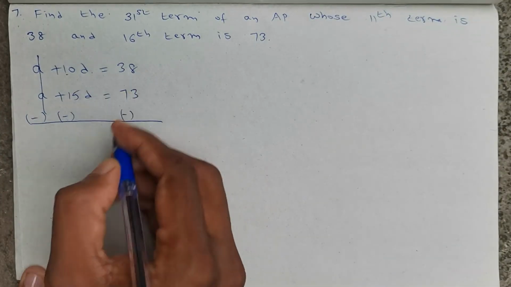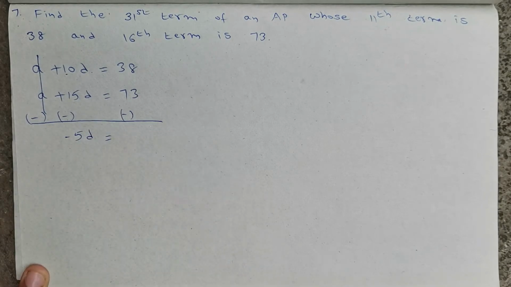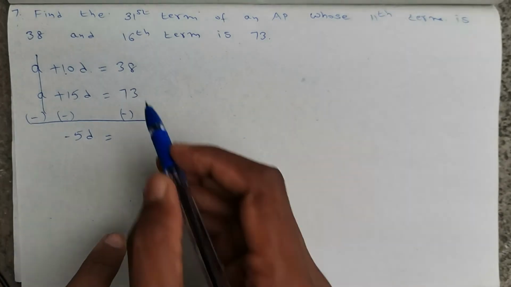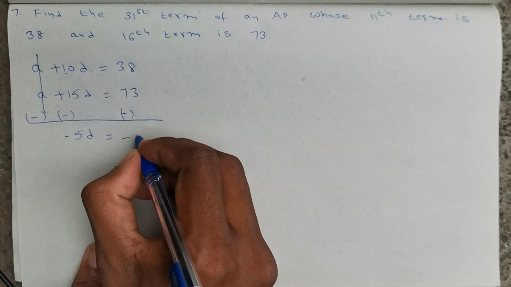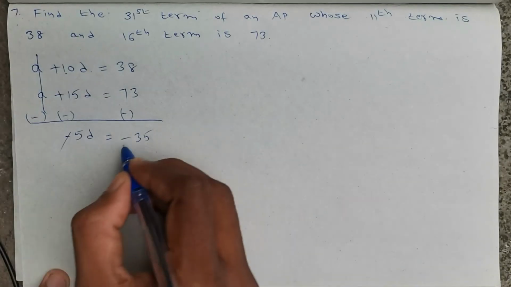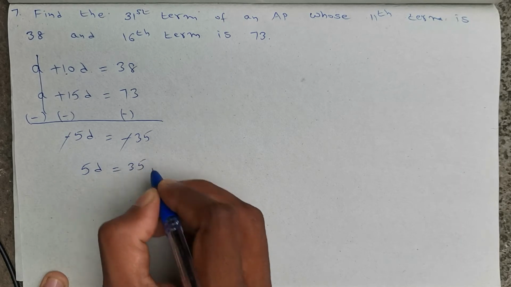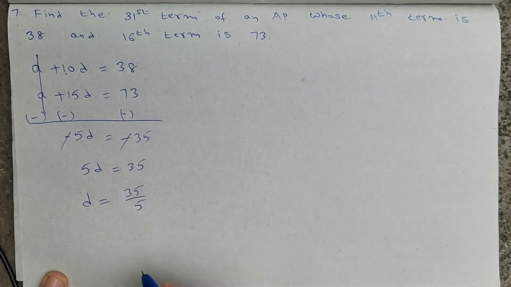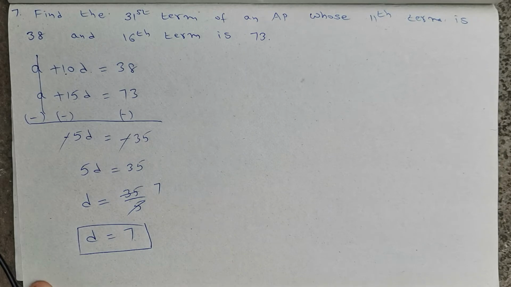10d minus 15d is minus 5d is equals to 38 minus 73, which is minus 35. Here left side minus, right side minus, both will get cancelled, so we remain with 5d is equals to 35. Then d is equals to 35 divided by 5. 5 ones are 5, 5 sevens are 35, d is equals to 7. That d is nothing but the common difference.